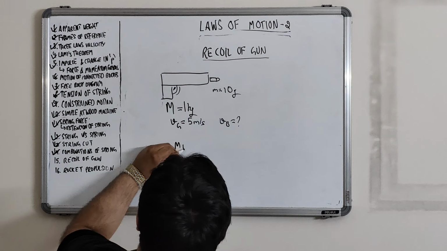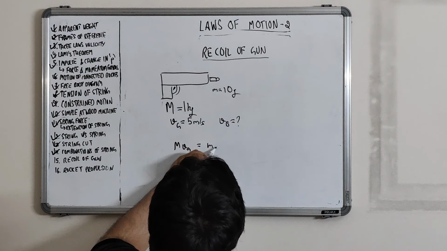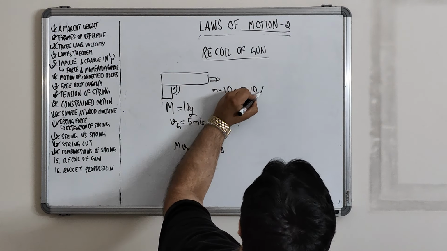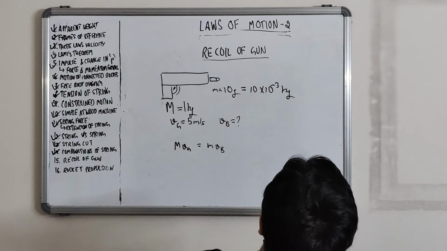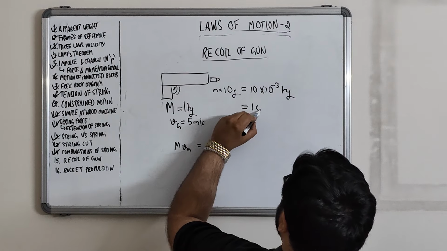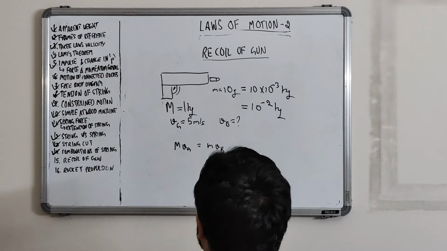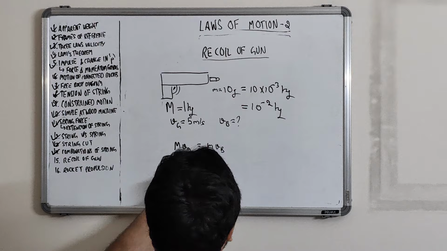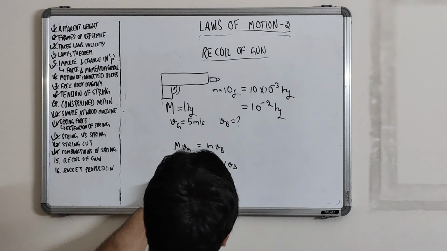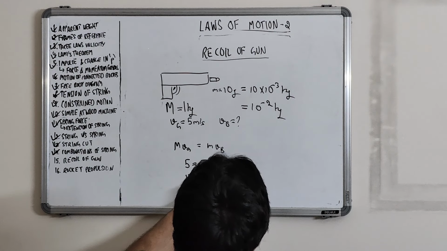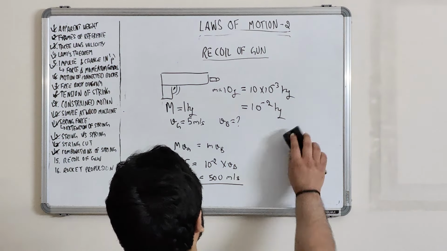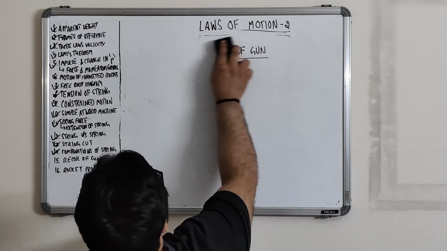So Mvg is equal to mvb. Mass of bullet is 10 into 10 raised to power minus 3 kg, because kg is SI unit, right? So 10 raised to the power minus 2 kg. So we have 5 is equal to 10 raised to the power minus 2 into vb. vb comes out to be 500 meter per second. Simple. That's the answer.